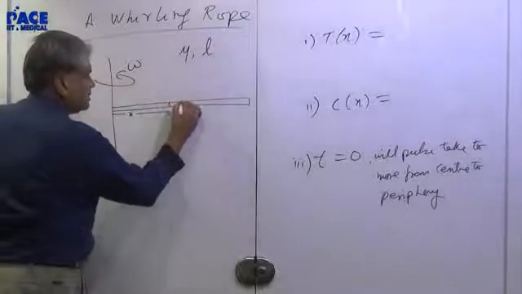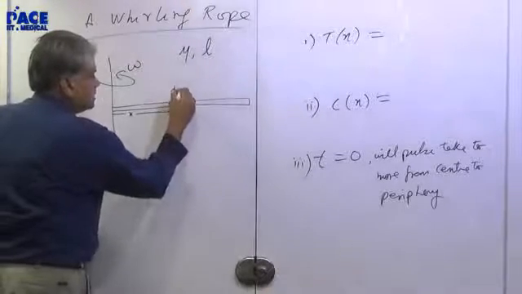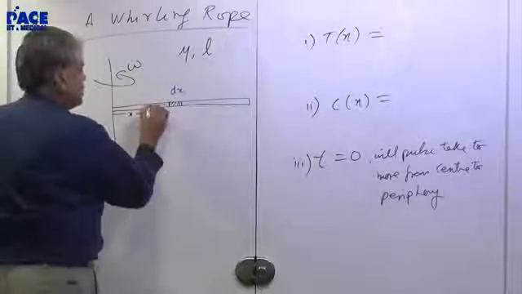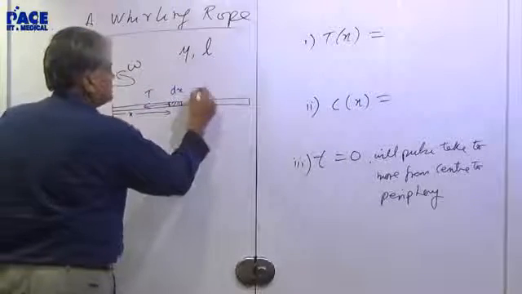So the first thing, I'll take a small element here. What is the length of the element? dx. This will have two tensions, one at this spot and the other at that spot.